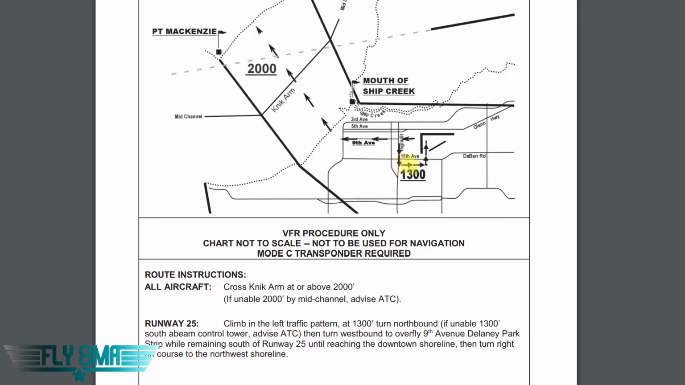So when you're to the south of the field and you're abeam the control tower, you should be at 1,300 feet or above, then begin your turn northbound while you're still climbing, and go ahead and fly over 9th Avenue, that little strip there, Delaney Park, and then cross the arm at or above 2,000 feet.